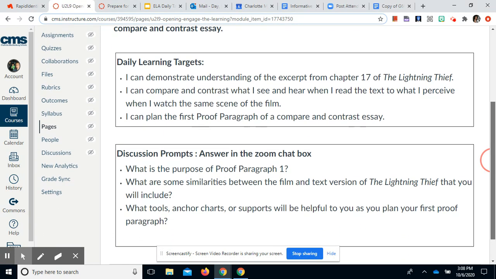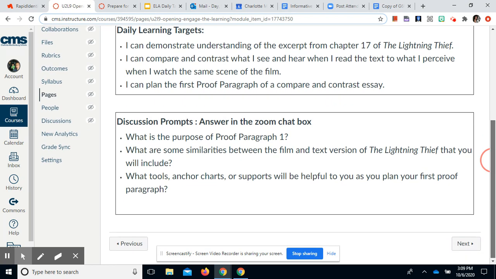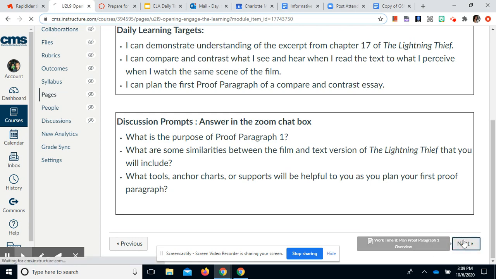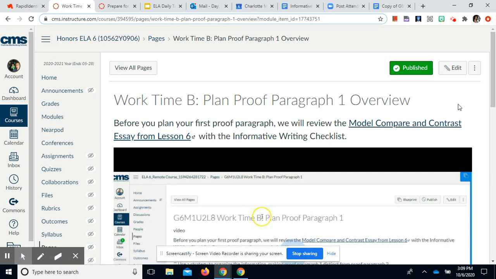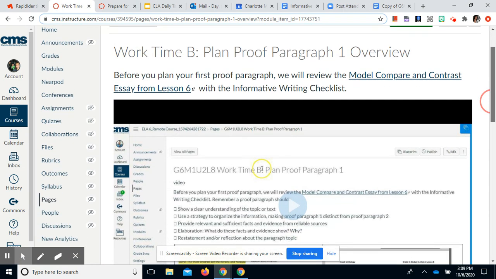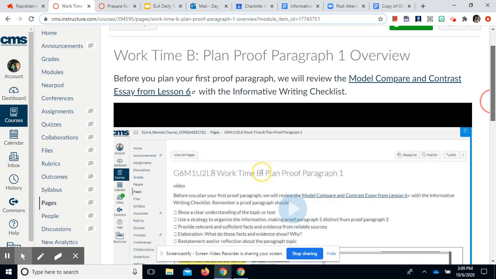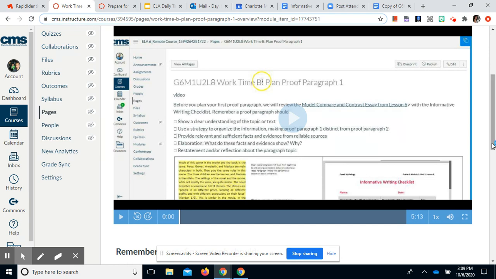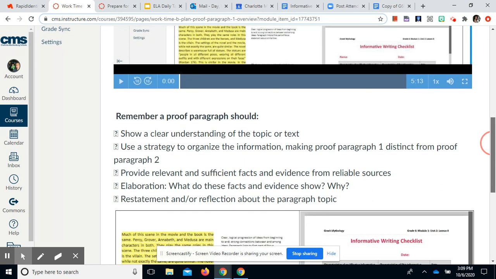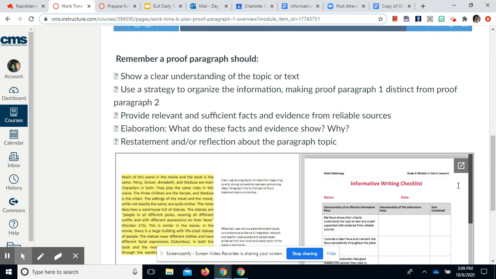So we talked about this proof paragraph that we'll be working on today, how it is focused on the comparison or the similarities. We then moved into an excerpt from chapter 17 before getting into the proof paragraph. Once we got into the proof paragraph, we had another video here going over the key components of the proof paragraph that you can watch. We also have some tips here.